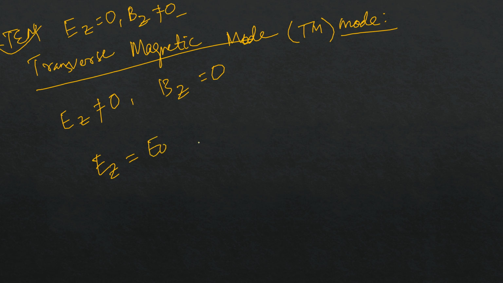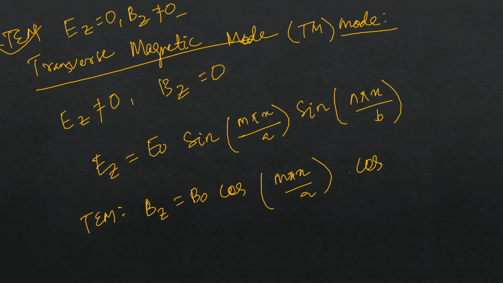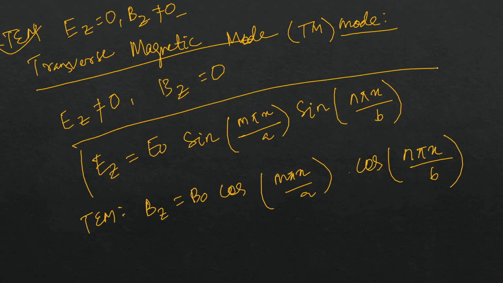E naught, and here it will be sin(m pi x by a) into sin(n pi y by b). What is happening in TEM mode? In TEM mode, Bz was B naught cos(m pi x by a) into cos(n pi y by b). But in TM mode, Ez is equal to E naught, this one.